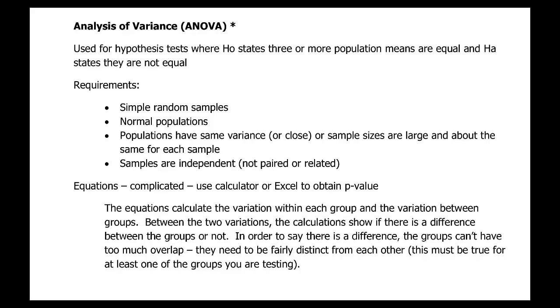The requirements are that you have simple random samples, normal populations, and then either the populations have the same variance, which you probably won't know if you only have samples, or you could calculate the sample variance. As long as your sample sizes are large and about the same size for each sample, you would be okay even if your variances aren't close together. And then the samples need to be independent. There's no pairs or relationships between the groups.